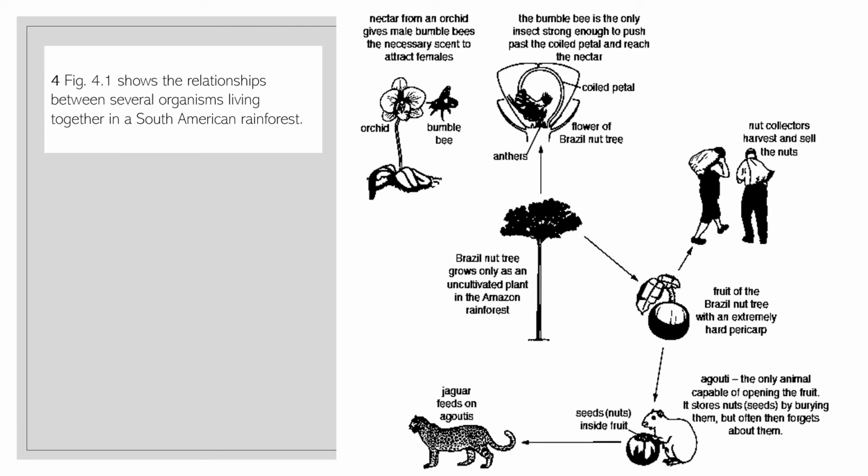We will now go to question 4. Figure 4.1 shows the relationships between several organisms living together in a South American rainforest. So this question is about food web in an ecosystem. The ecosystem is the South American rainforest.